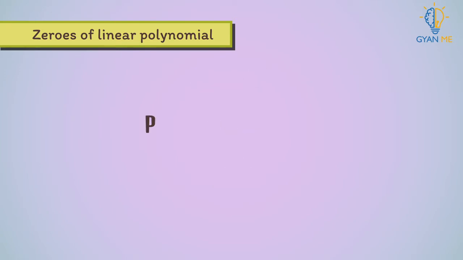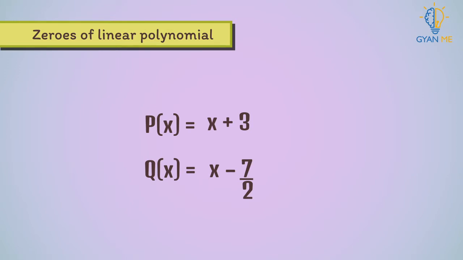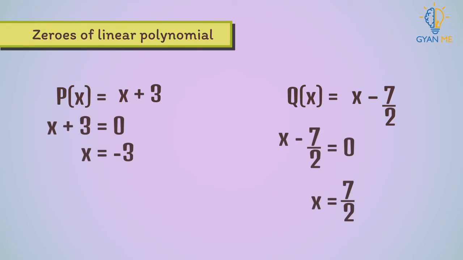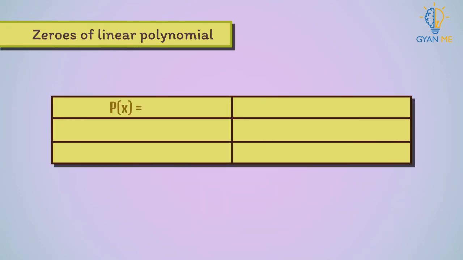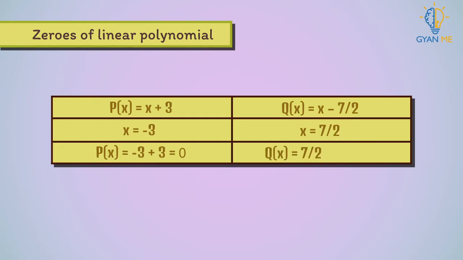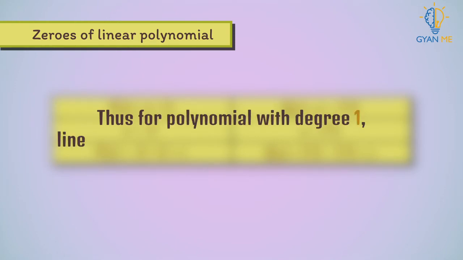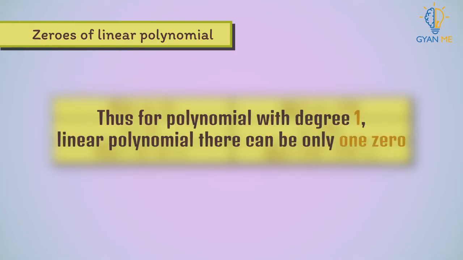Let us consider the linear polynomials x plus 3 and x minus 7 by 2. Clearly, in each case, we find that the polynomial has a unique zero. In the linear polynomial p of x equal to x plus 3, when we replace x by minus 3, we get minus 3 plus 3 equal to 0. And in the expression q of x equal to x minus 7 by 2, when we replace x by 7 by 2, we get 7 by 2 minus 7 by 2 equal to 0. Thus for a polynomial with degree 1, that is a linear polynomial, there can be only one zero.